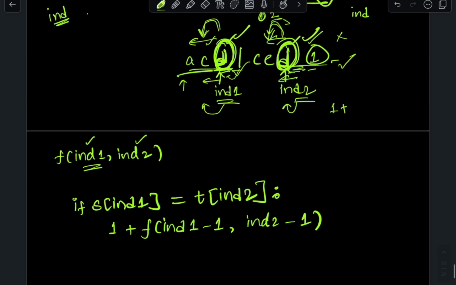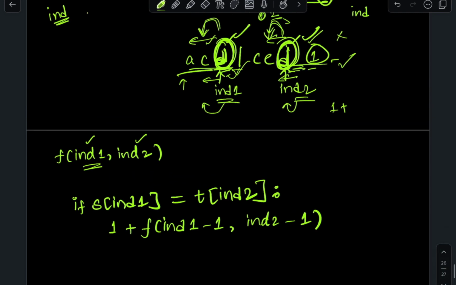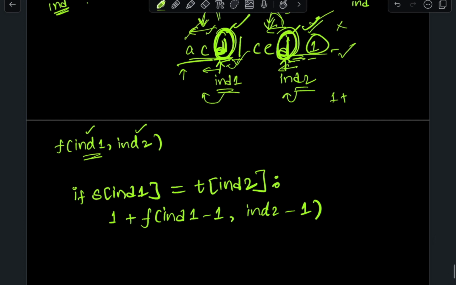Next, what is the otherwise case? It means that there were different letters here, for example CE and EC. Now you are at index 1 and you are at index 2 here. Now what if these letters mismatch? Now you might be thinking, these letters mismatched, so I will go forward and check.